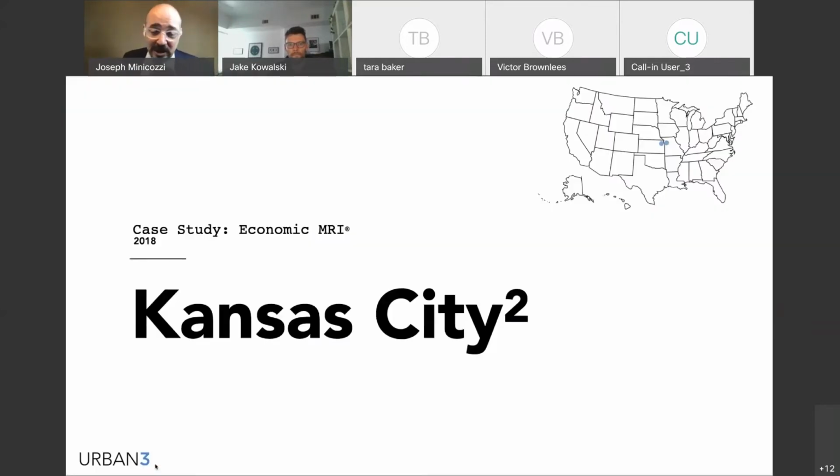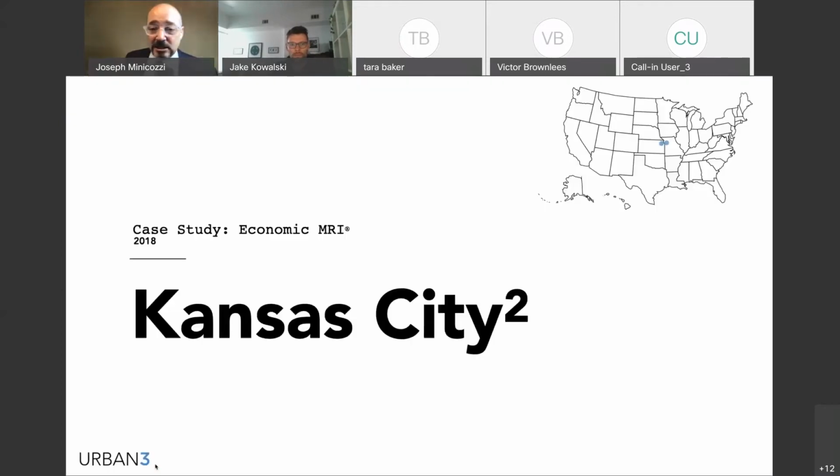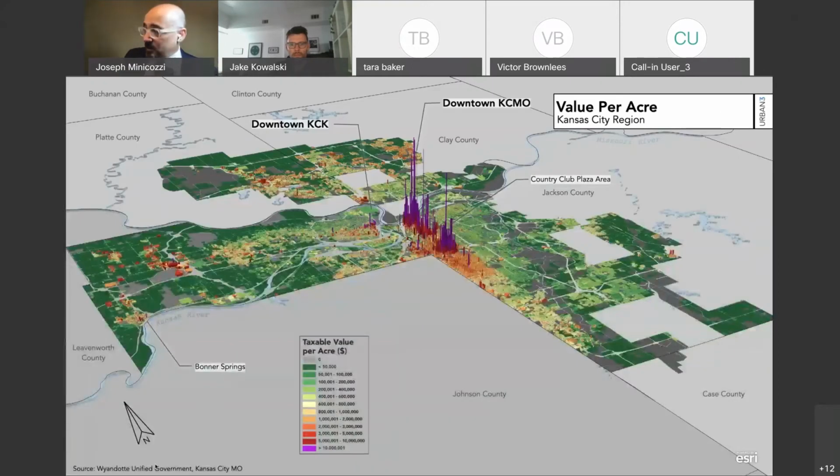So we're doing a model in Kansas City. By the way, the redlining maps were law until 1968, when they were considered discriminatory. A lot of people say, well, Joe, we stopped doing that. That was 1968. And I was like, all right, that's 52 years ago. Let's take a look at this. Here's the Kansas City model. This is Kansas City, Kansas, over here, and Kansas City, Missouri, over here.